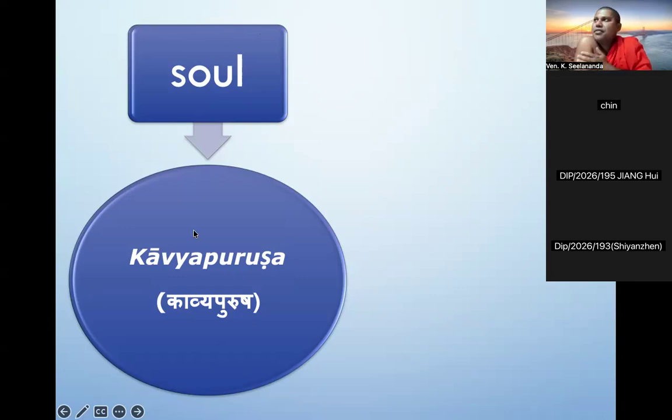Okay, if we think of poetry as a human, Kavya Purusha. Kavya Purusha means poetic person; we can imagine poetry as a human. The human should have a soul. We are all humans, so we all have a soul, and if we consider poetry as a human, it has a soul.